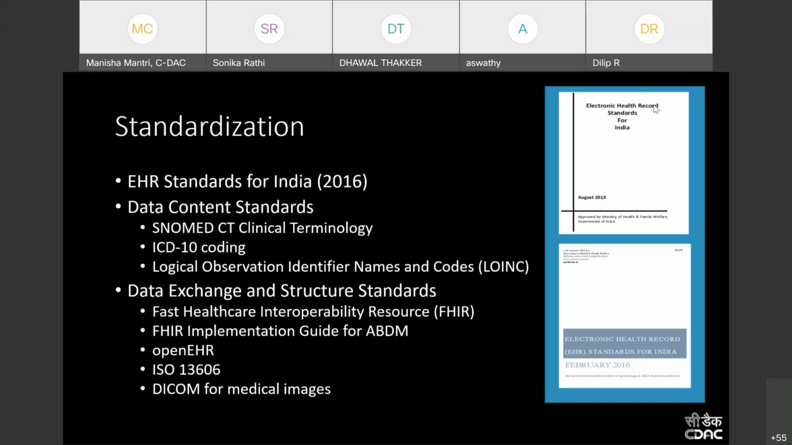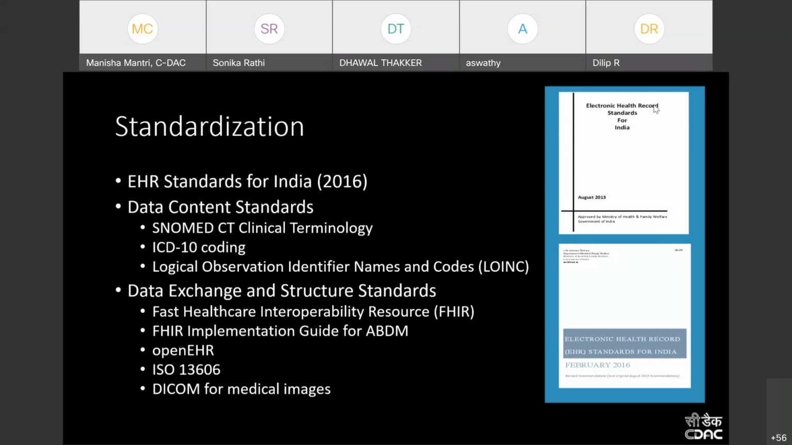which is clinical terminology, ICD-10 for medical coding, diagnosis coding. We have LOINC for laboratory observation coding, and also the data structure and data exchange standards have been notified, amongst which FHIR is one of the health data standards adopted by the Ayushman Bharat Digital Health Mission itself. So all the data is going to come in some structured format for sharing within the ABDM, Ayushman Bharat Digital Mission ecosystem. And there is a FHIR implementation guide also available for it.